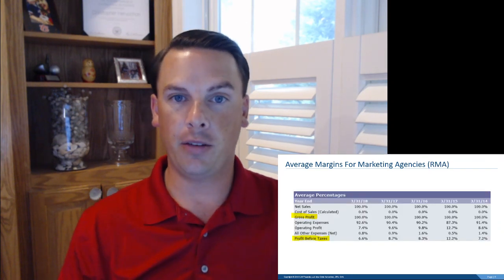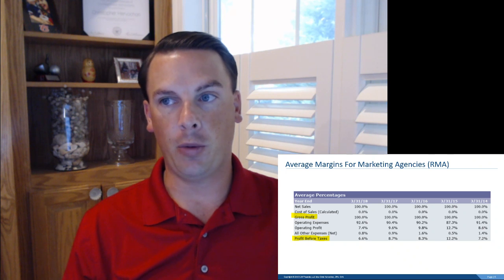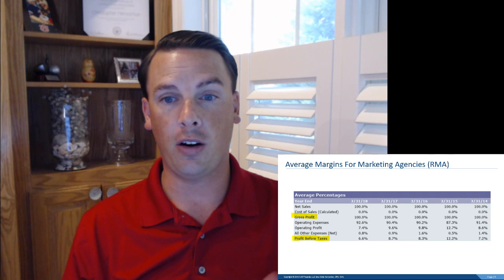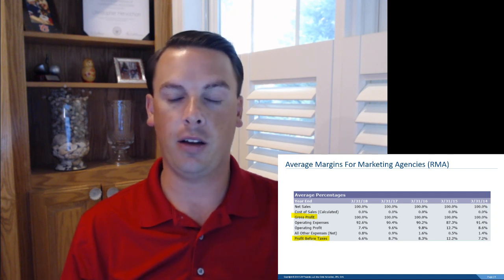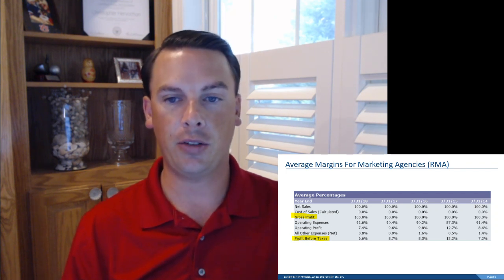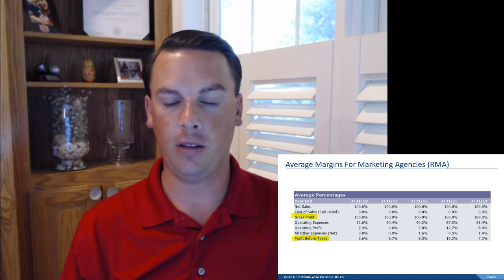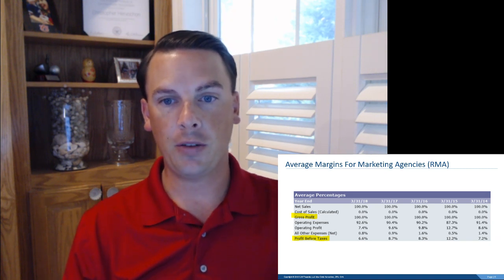Now, comparatively, these are the average margins for marketing agencies from RMA data. And ProfitSense used to provide RMA with their data. RMA now compiles their own data. These are different data sources. These are different company populations, and so they're different, right?